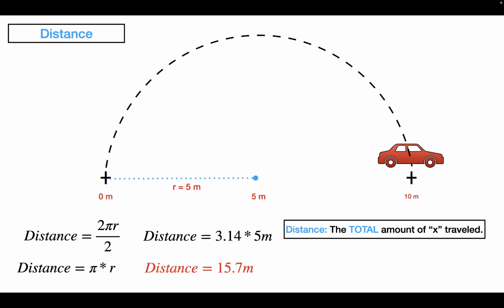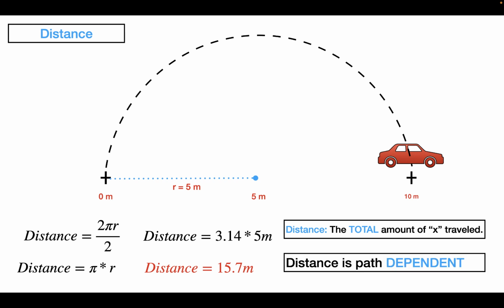So the distance is the total amount of x traveled, where x is equal to meters, kilometers, feet, centimeters, inches, whatever the quantity that they're talking about. And it's important to realize that distance is path dependent. So in other words, in order to calculate the distance that something traveled, you need to know the path that object took. You need to know if the path was a semicircle, a half circle, a sine wave, or whatever it may be. So distance is path dependent.